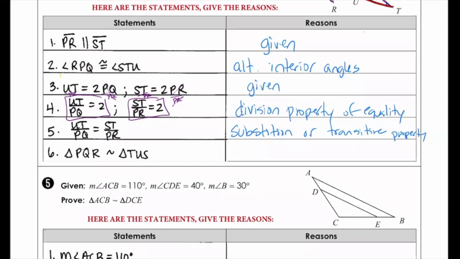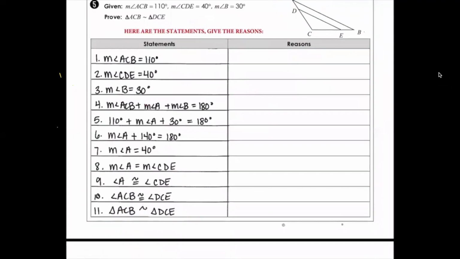So we can say now we have two sides that are proportional and an angle, so we can say what? SAS. All right. We good on this one? Yes. All right. Number 5 is a long one.